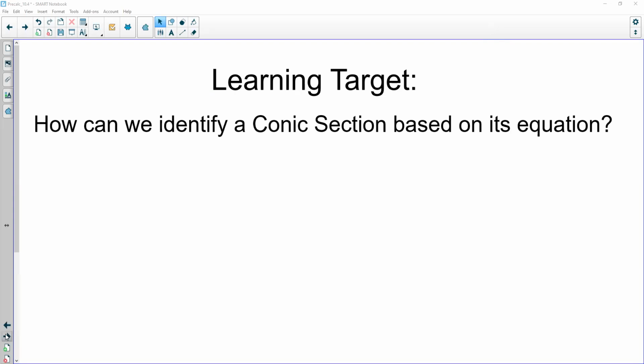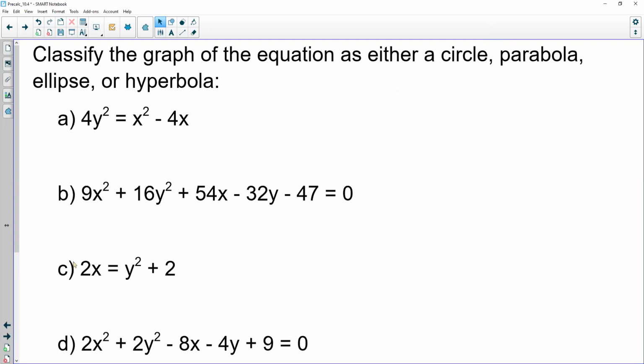So here are some quick examples. Take a moment, pause the video, and just look at each equation and, without doing any work, see if you can identify from what's in the equation which conic section each equation would be. Okay, we'll check and see how you did.